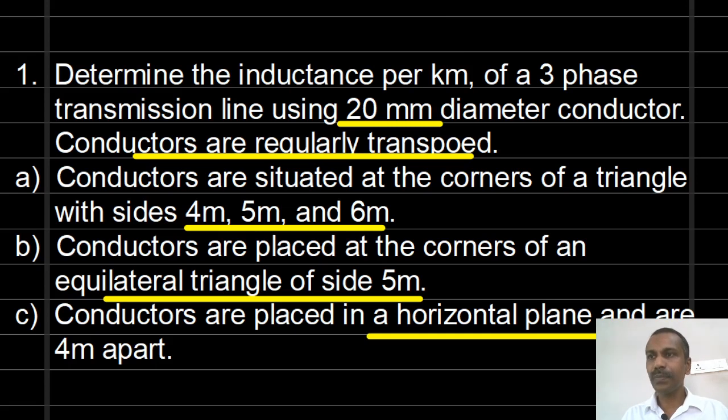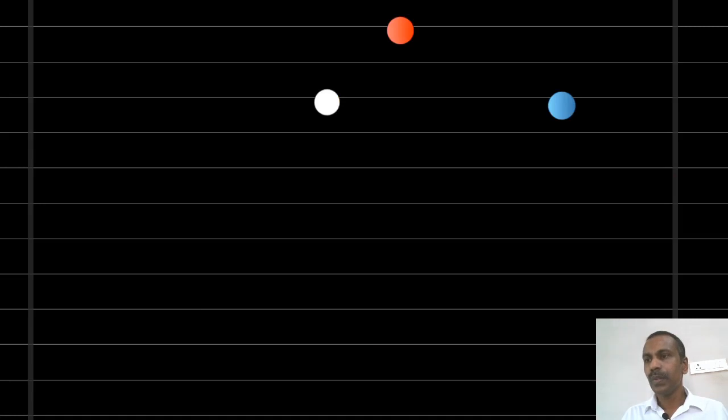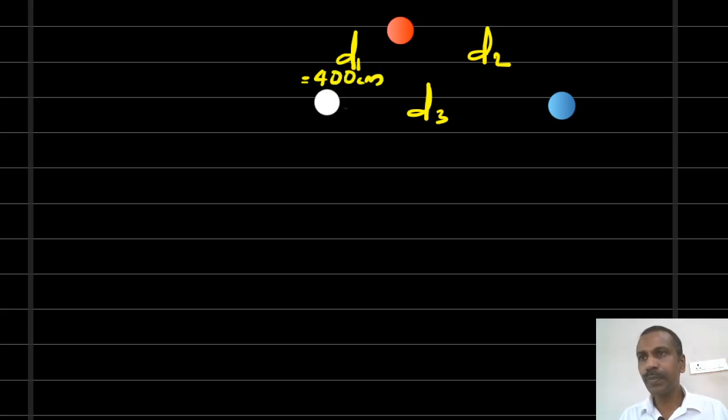Now see the first case. The diameter is 20 mm. The sides of the triangle are 4 meter, 5 meter and 6 meter. Now this is side D1 and this is D2 and this side is D3. And D1 is equal to 400 mm. It is 4 meters, or you can write 400 centimeters.